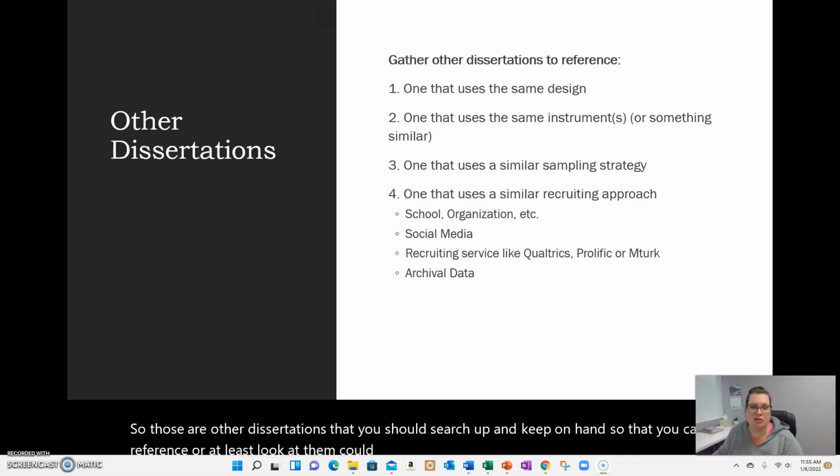Could be one dissertation that has all the same things as you, or it could be 3 or 4 of them that you would need to reference.